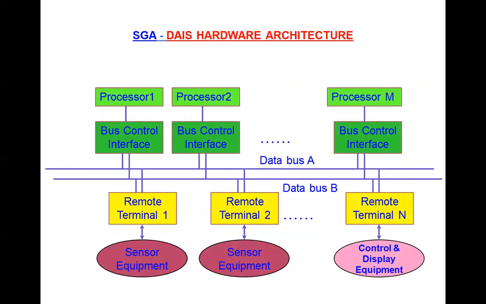This is the block diagram of DAIS hardware architecture. Here you will be using different processors which will be connected together, but each processor will act independently of each other. So under each processor, you'll be having a bus control interface for each processor. Different data buses, A bus, B bus will be available. And then each and every processor will have remote terminal and sensor equipment. The last processor will be having control and display equipment, which will be communicating to each other through the data buses.